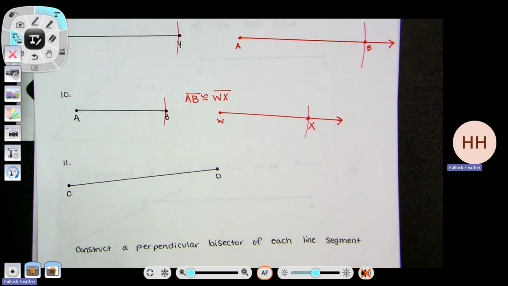And then we're going to review the last ones that we did for chapter 1. Is 12 the circle one? Well, this is the circle one.